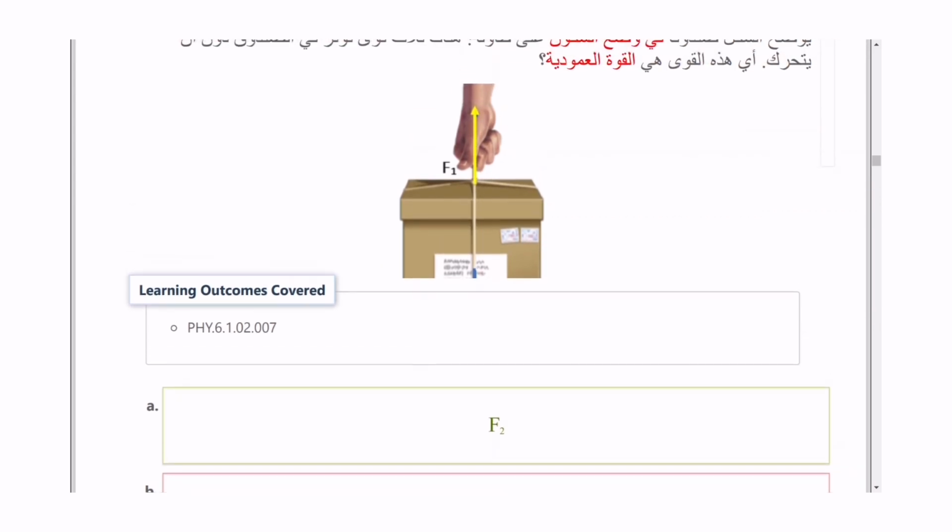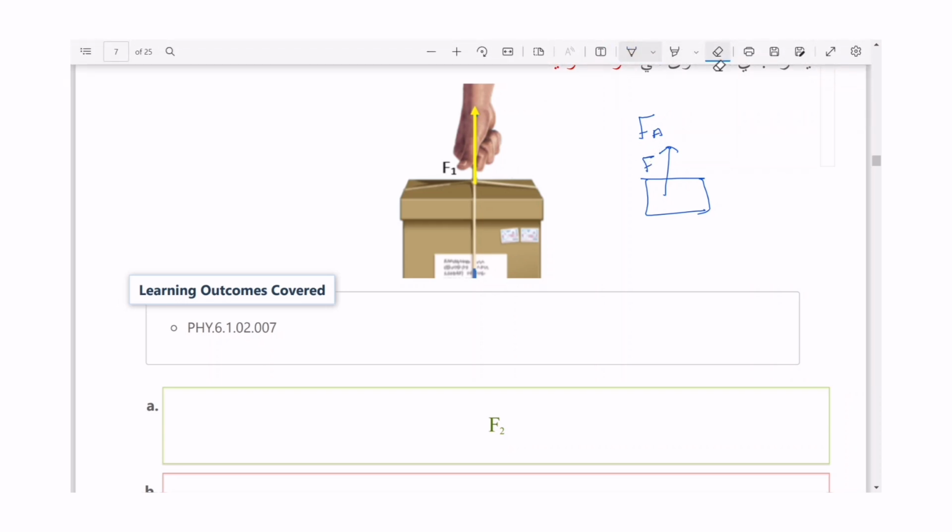So in this question, I think the diagram is not complete. This is the box, and if 3 forces are acting, one is you are applying an upward force that I will label F1, that is the force you are applying. The second force is the normal force that we will write F2, and the third force is the force of gravity that we will label as F3.